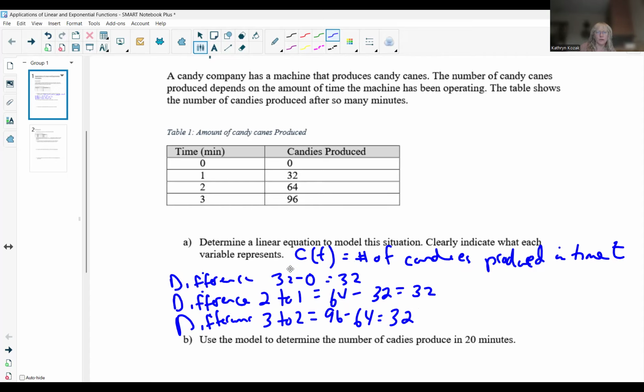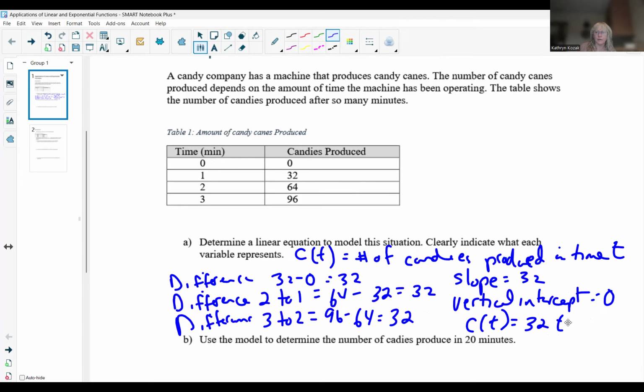And that actually is my slope, because the difference in time each time is just 1. So if we take 32 and divide by 1, that is my slope. My slope is 32. My vertical intercept is where I started. I started at 0 time. There are 0 candies. So my vertical intercept is 0. So my formula is C of T equals 32 times T.